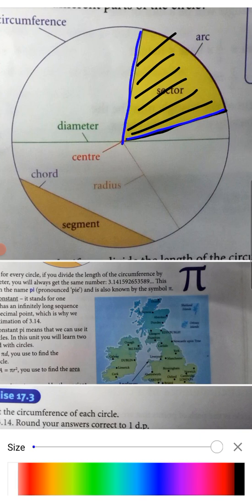And this is arc. Arc means part of a circle. So sector is the portion enclosed by two radii and an arc. This portion is known as sector of a circle.